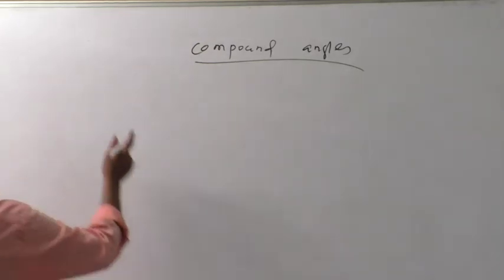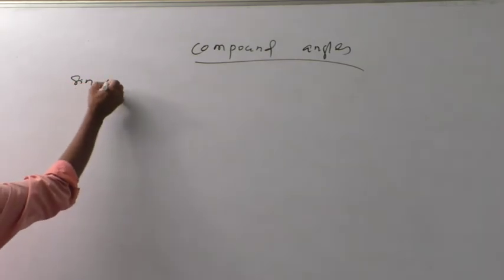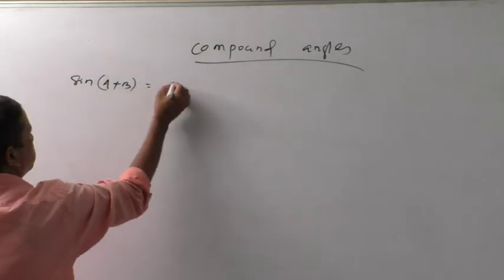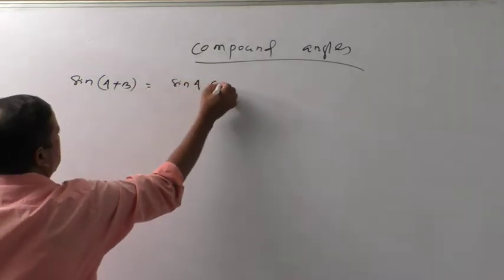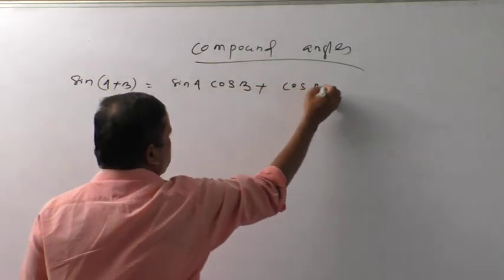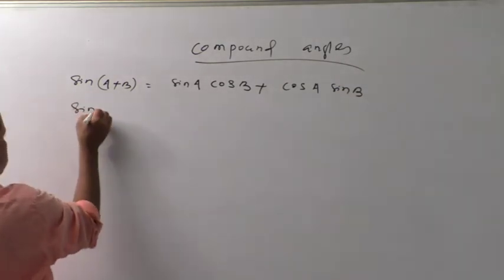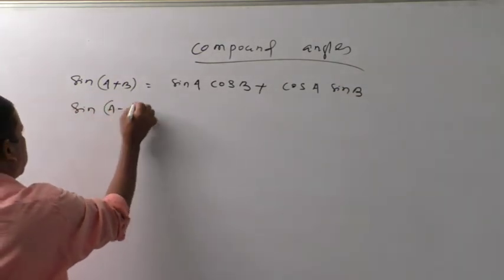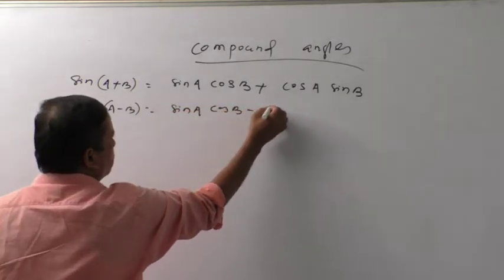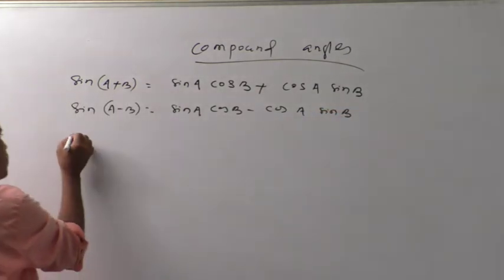What is that? You already know, that is sin A plus B. This is the first formula. Sin A plus B means sin A cos B plus cos A sin B. Sin A minus B is sin A cos B minus cos A sin B.